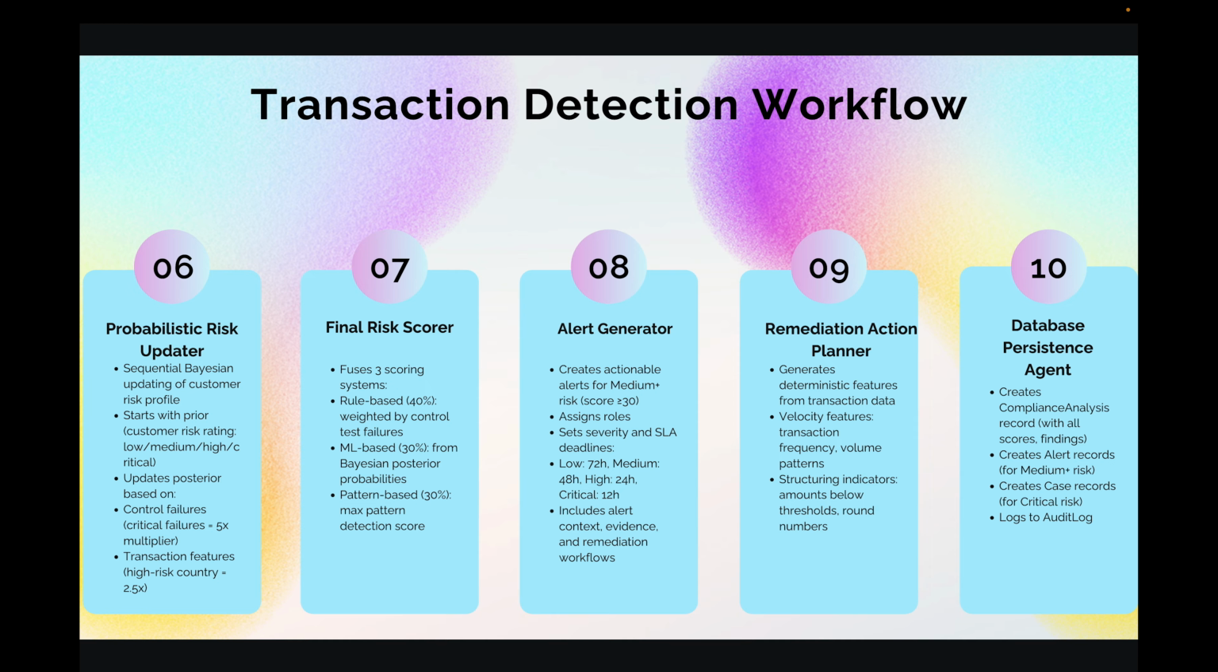Thereafter, the remediation action planner will allow users to trigger workflows to counter the alerts that have been raised and flagged by the transactions that have been passed through. And lastly, the database persistence agent will create the compliance analyst record and store all the analysis and alerts back into our database for logging as well as display in our front end.